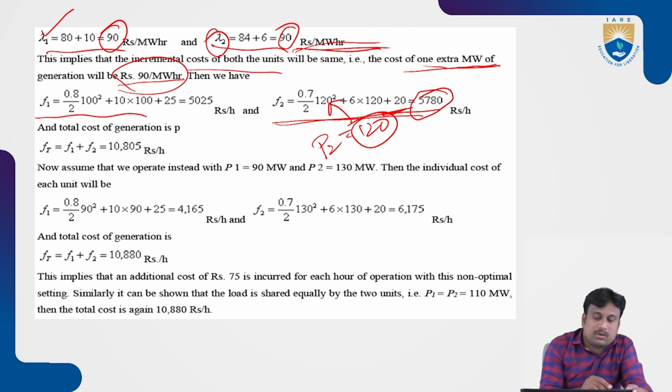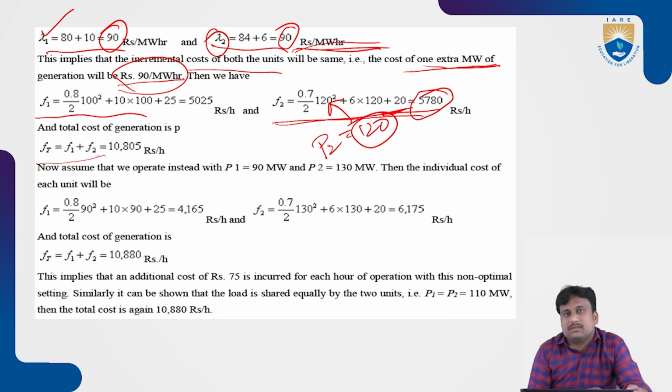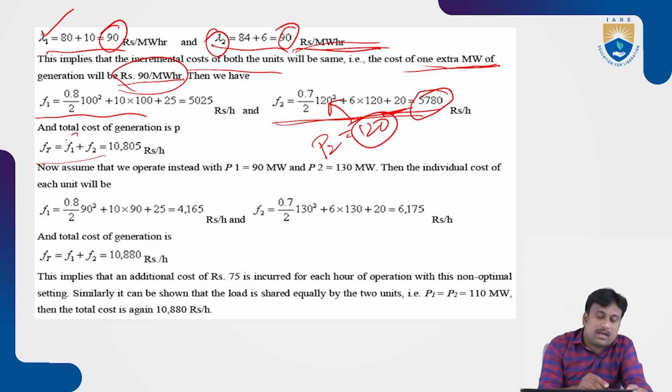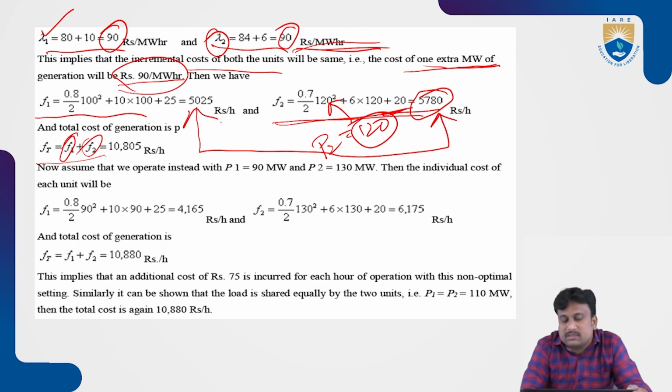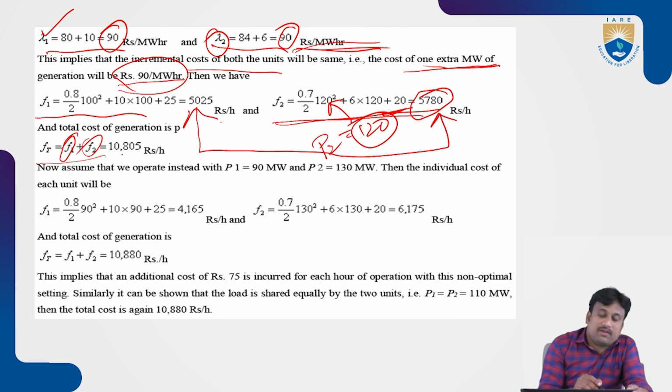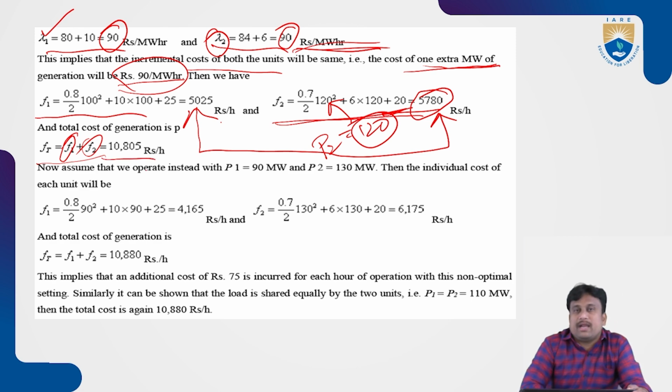And the total cost of the generation: the total fuel cost F suffix T, we can write it as F1 plus F2. If you add these two, it results in 5025 plus 5780, which gives you 10,805 rupees per hour. This is the total fuel cost.